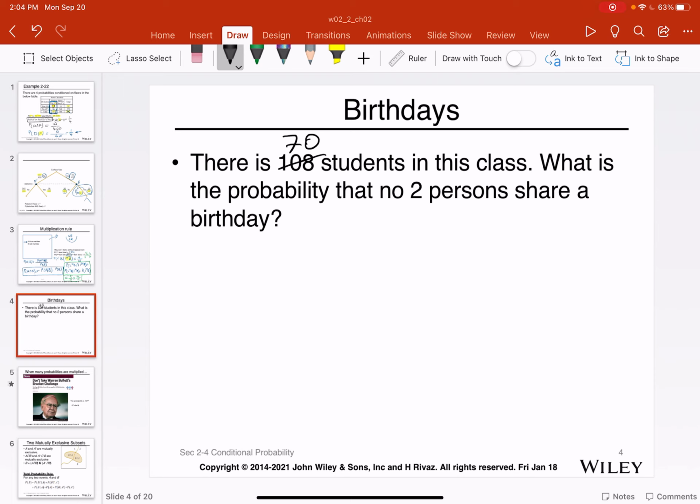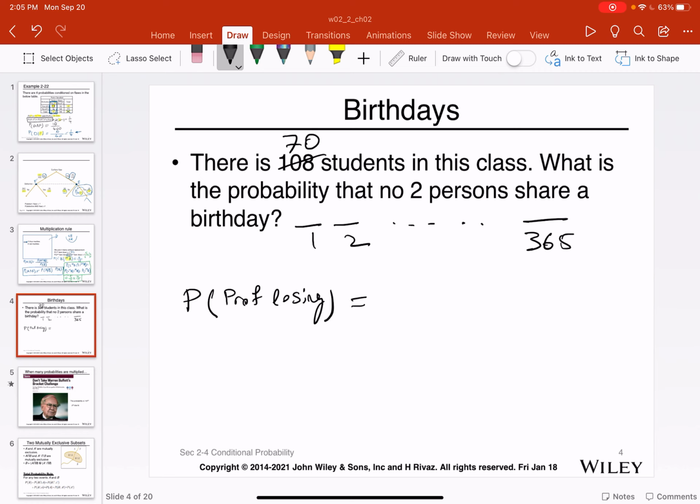So this is how I'm going to solve this. I have 365 days: day one, day two, all the way to day 365. Can somebody confirm 365 days? Okay, all right. So I'm going to calculate the probability of me losing, the probability of the prof losing. That means that no two people share a birthday.